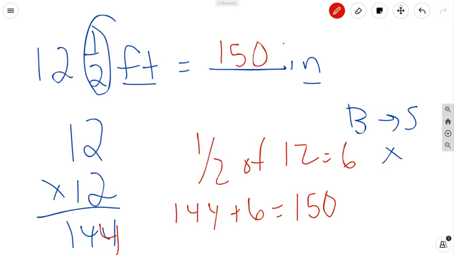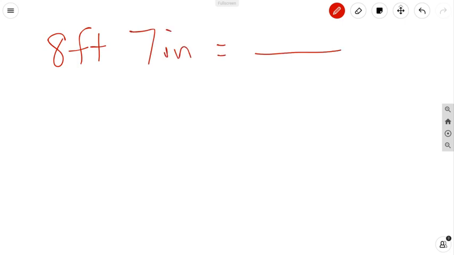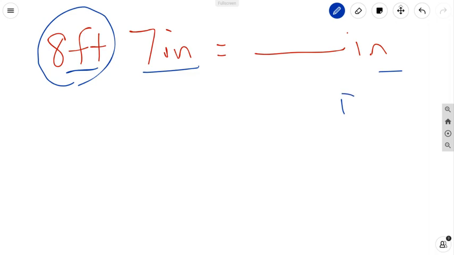All right. There are also some questions like this. Let's try some of the other ones. Let's do, how about if we had 8 feet and 7 inches equals how many inches? Well, first I have to figure out the feet, and then I'm going to add on the inches. I'm going from big to small.